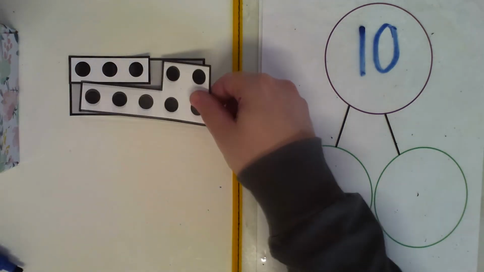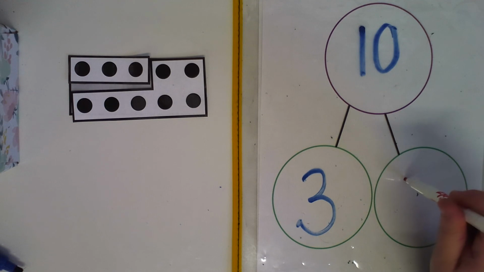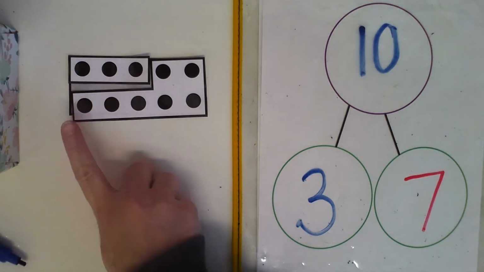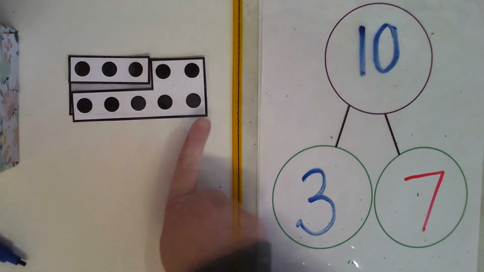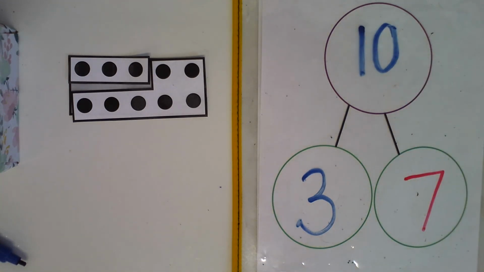Let's see. Did you figure out the number 7? 3 and 7 makes 10. Very good, kindergartners. Okay, next we're going to go ahead and get started on our lesson.